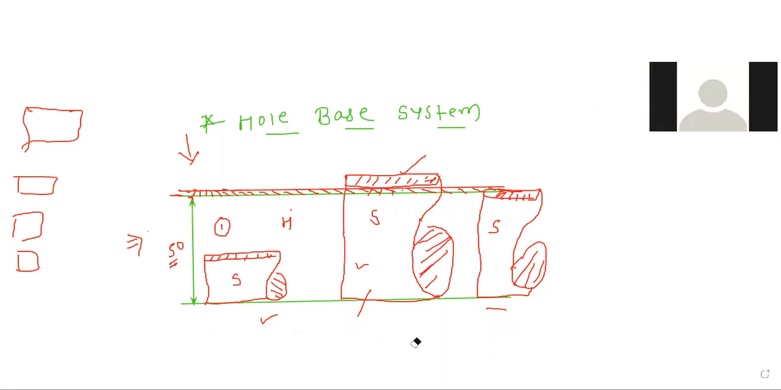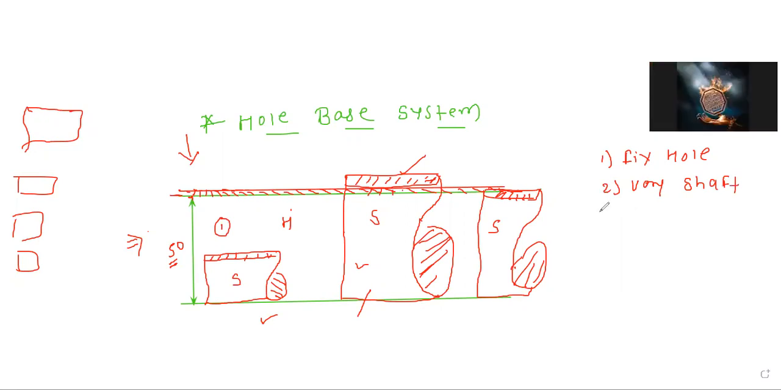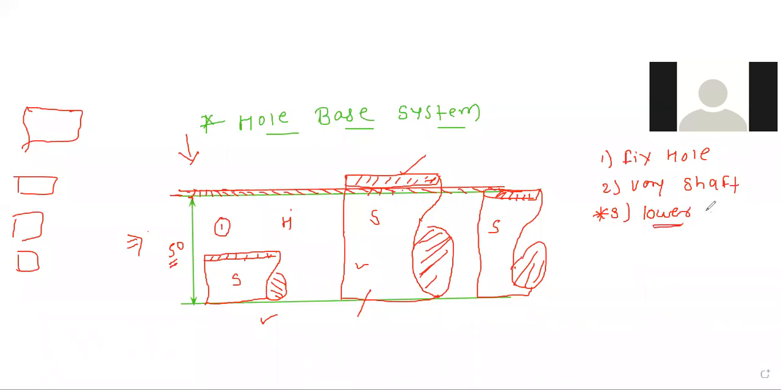Only these 3 points are important, and all of them are very simple. First, fix the size of the hole. Then second, vary the size of the shaft to achieve the different fits. And the important point in the hole basis system is that the lower deviation should be 0.